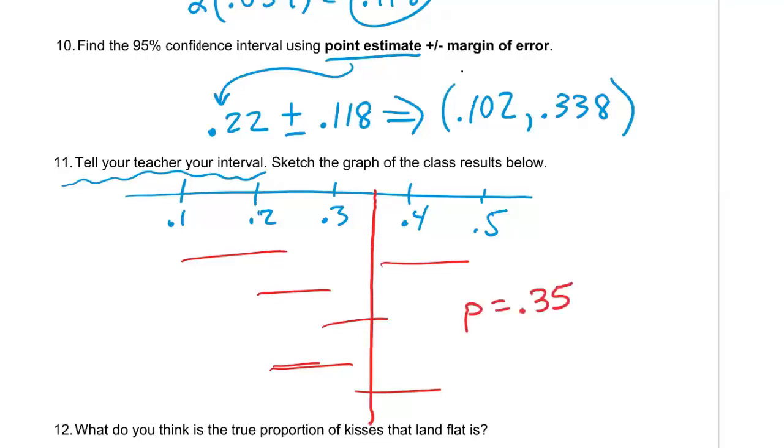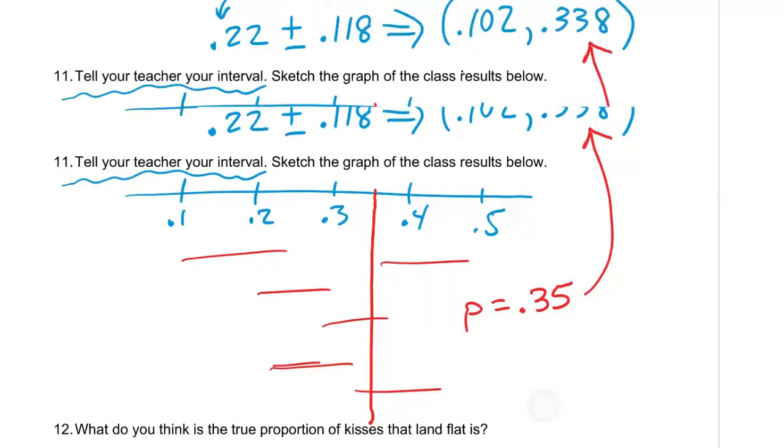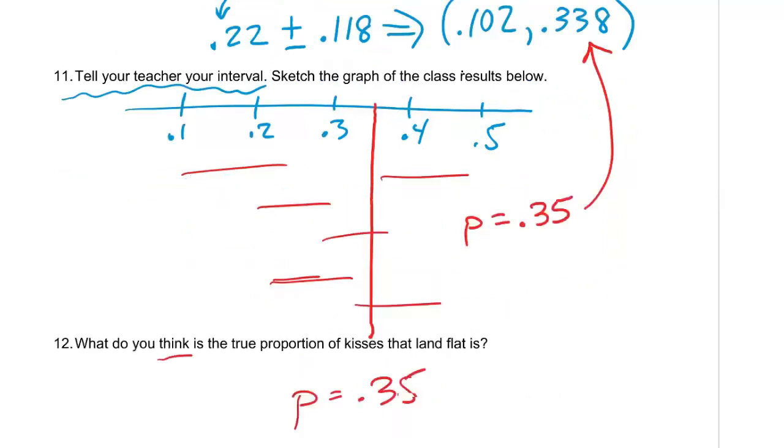So my confidence interval failed this morning. I don't know if it's because I dropped them from about 4 feet up, or just simple dumb luck or whatever. But the point is that if we did this as a class, 95% of us would have had successful confidence intervals that captured that true value. So really number 12, what do you think? Well, I just told you. It's probably about 35%. Do you have any questions?